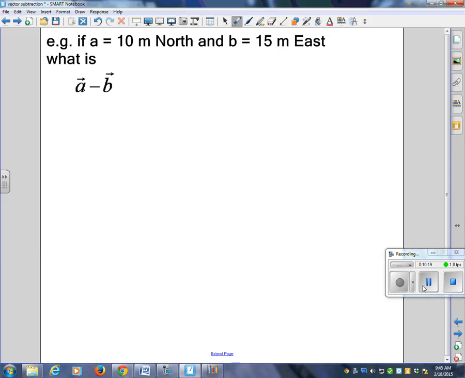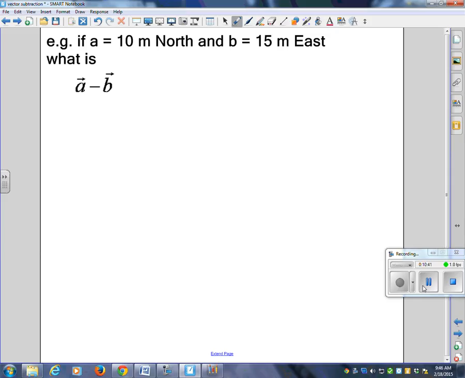Right at the bottom there where it says EG. If A is 10 meters north and B is 15 meters east, what is A minus B? I want you to actually do it. Shall I do this one with you? Yeah. I think I should.